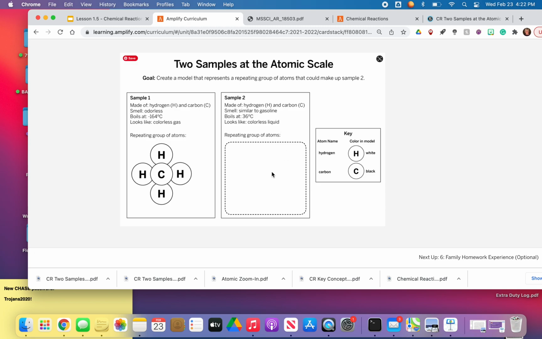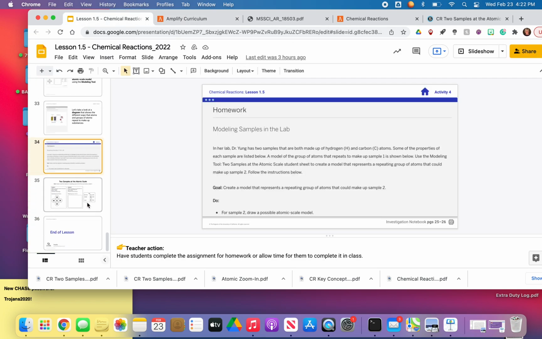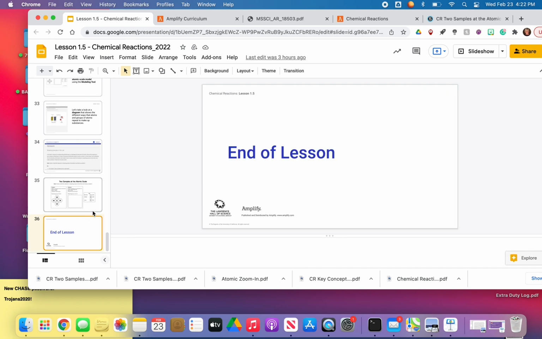Once you're finished with that, you're going to turn that into Schoology, and the name of the assignment is going to be Chemical Reactions, CR, 2 samples at the atomic scale. So just look for this title here, okay? Let me go back and make sure I don't have anything else. Yep, that's it. That's the end of our lesson. I'll try and stop by during my plan period, second period, to see if you guys have any questions about this. So just write down your questions, and I'll stop by during second period.